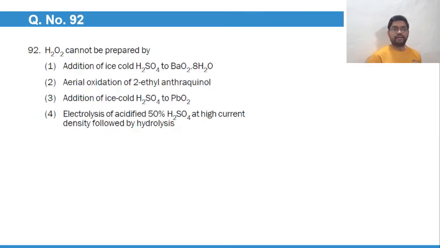Question 92: H2O2 cannot be prepared by which of these? Aerial oxidation of 2-ethyl anthraquinol, we can prepare it. Addition of ice cold H2SO4 to lead oxide: lead oxide is not a peroxide, so definitely we cannot prepare it from here. So we'll go with option number 3. And the last one, electrolysis of acidified 50% H2SO4: yes, we can prepare it from this. So what cannot be prepared is option number 3.